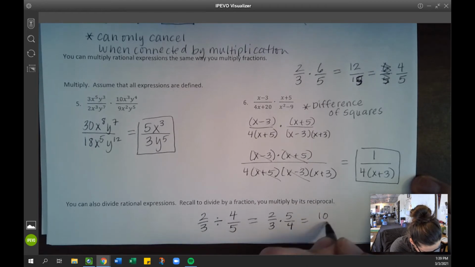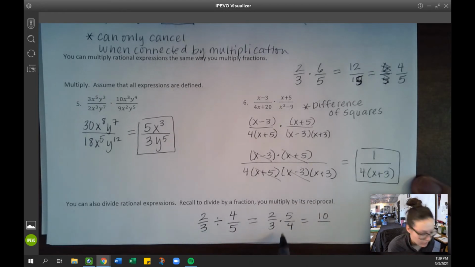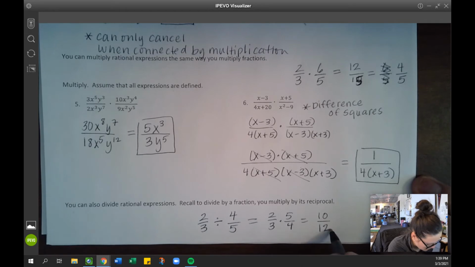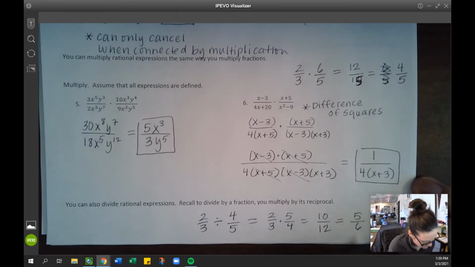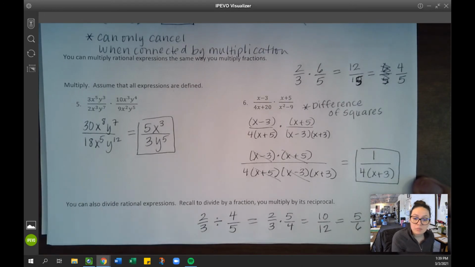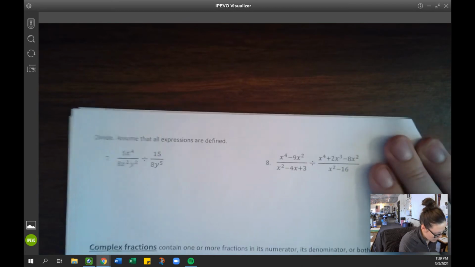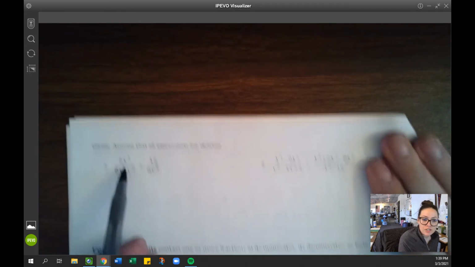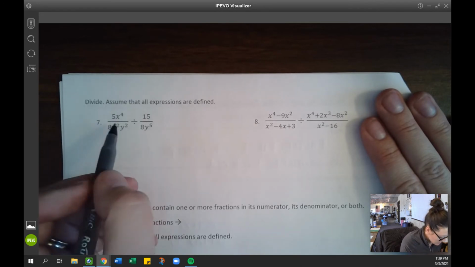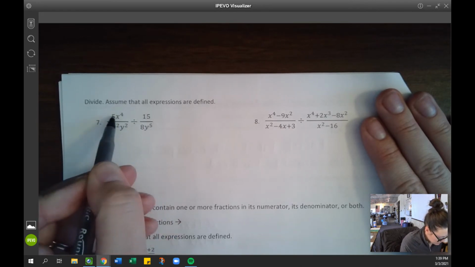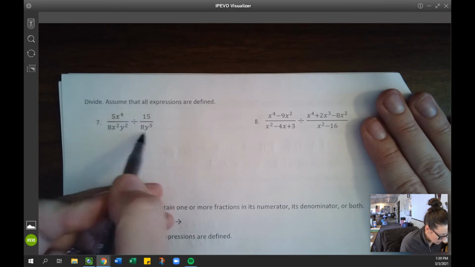So that would give me 10 over, let's see if I can multiply correctly this time. 3 times 4 is 12. And then I've got to see if I can simplify, which I can. We get 5/6. So we're going to apply the same process to our polynomial fractions. It's going to be the same thing. Okay. So first thing to do is to turn the division problem into a multiplication problem. And I'm going to check, can I factor anything? No, because these are all monomials.